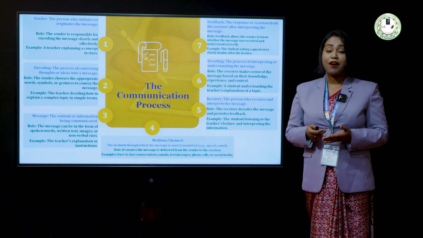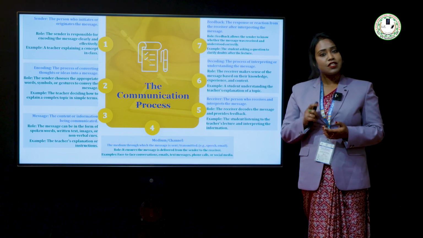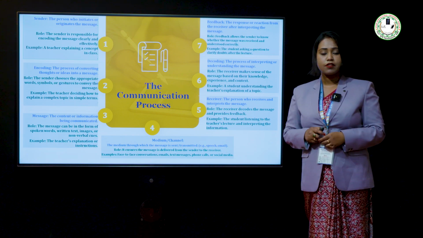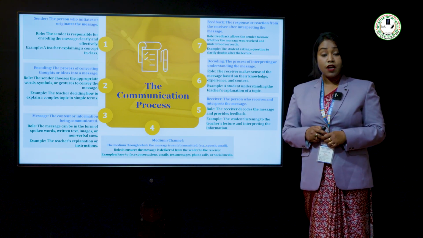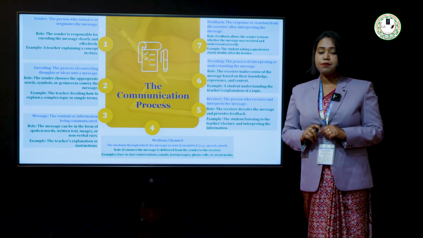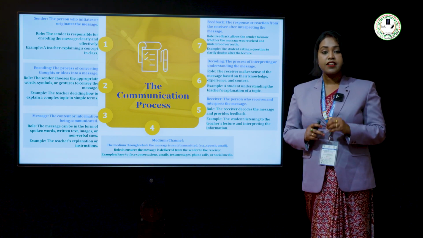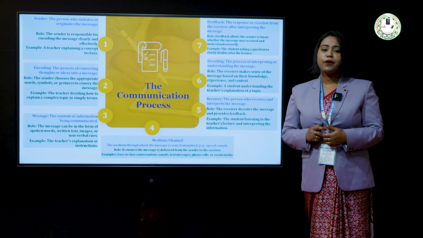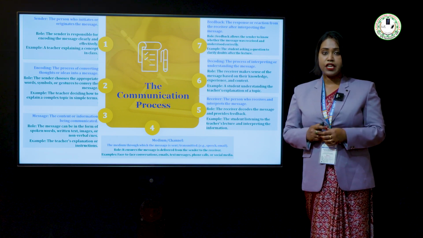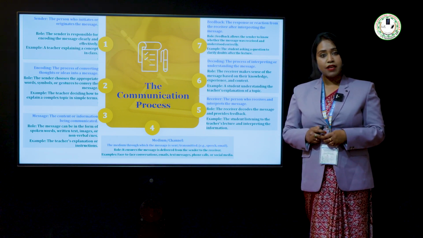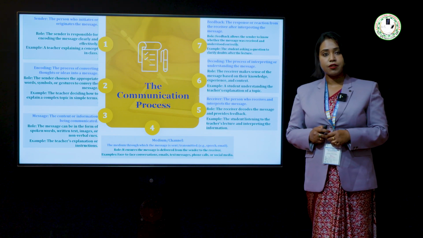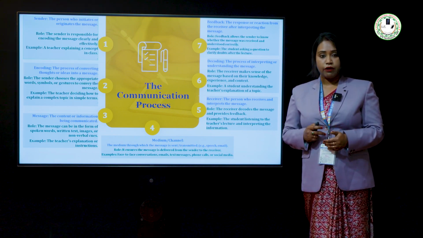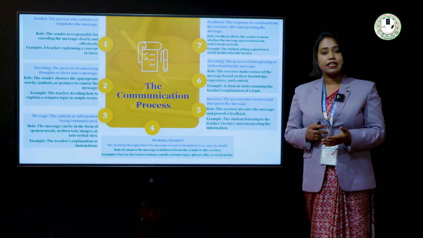Okay. The next one is decoding. Decoding itself is a process and it's a very important part of the communication process. The effectiveness of communication depends very much on encoding and decoding. So decoding is the process of interpreting or understanding the messages by the receiver. The receiver makes sense of the message based on their knowledge, experience and context.